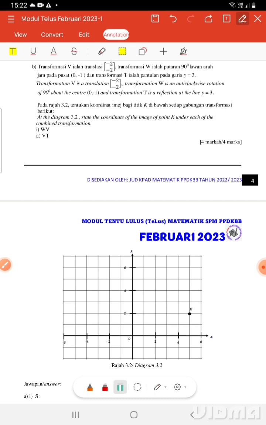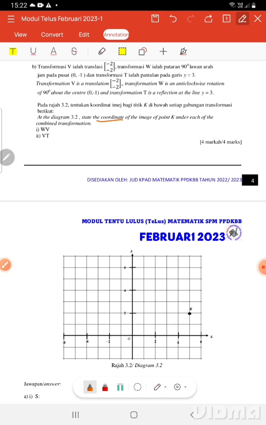Transformation V is a translation -2. Transformation W is an anti-clockwise rotation of 90 degree about the center 0, -1. And transformation T is a reflection at the line y equal to 3. At the diagram 3.2, state the coordinate of the image of point K under each of the combined transformation. So this one, they want the coordinate of the image. They want the final answer in the form of coordinate.